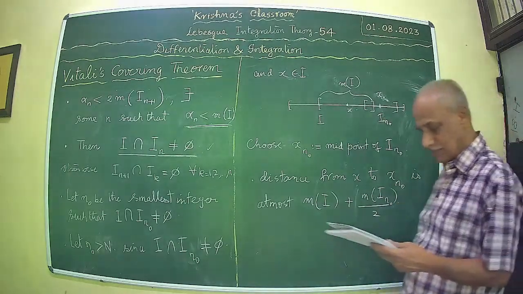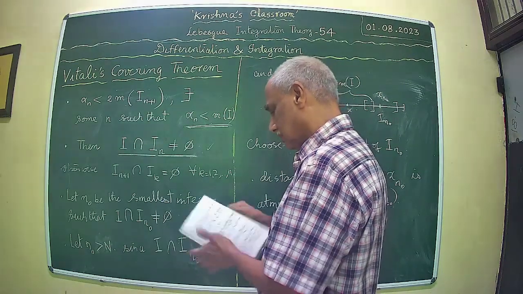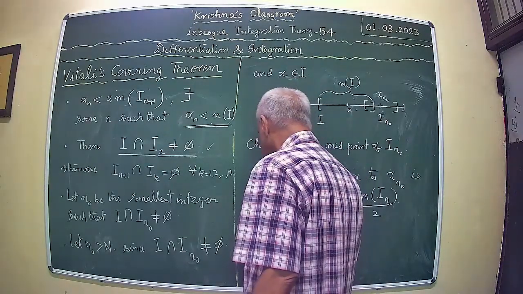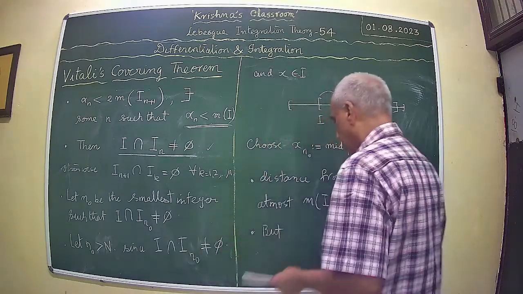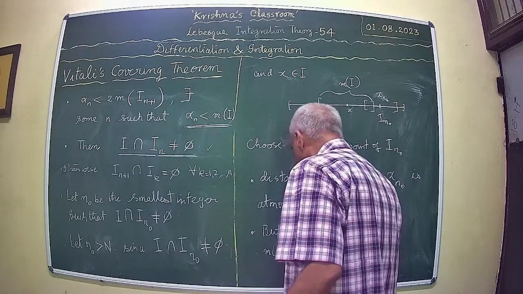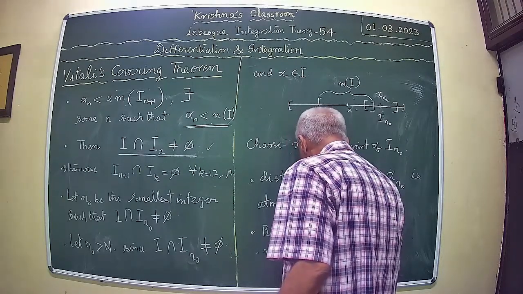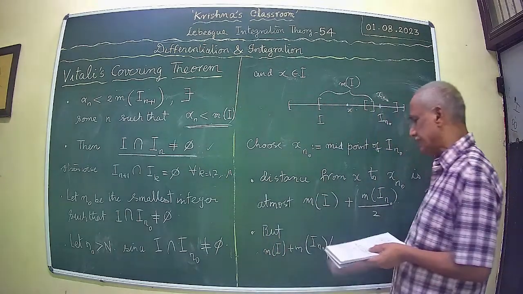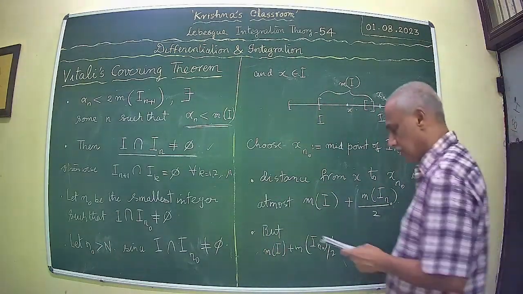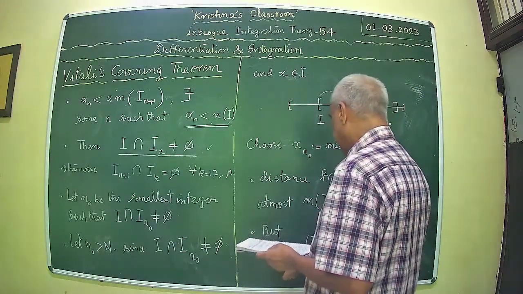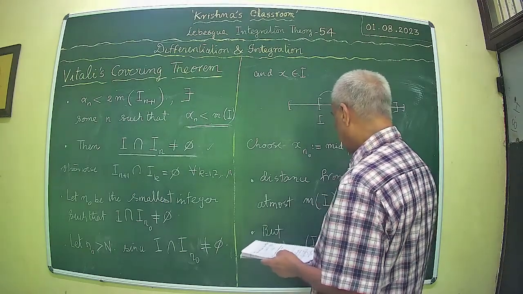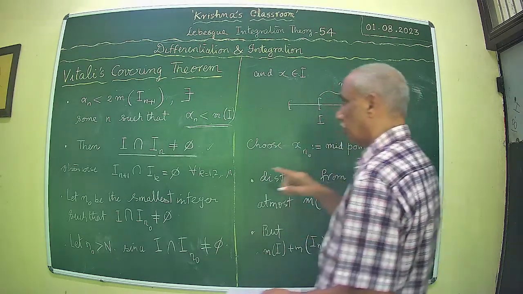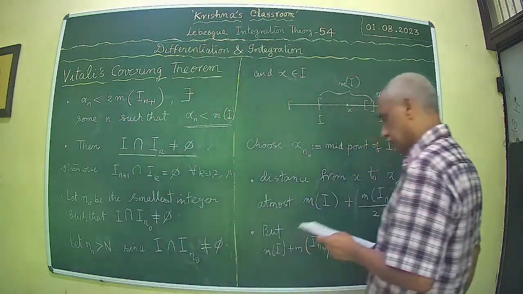Now we use these estimates for this. What we have is measure of I plus measure of ... by 2, because they are all intervals, so I am writing m instead of m star. This is less than by, you see, this is the choice after I do up to n naught. Therefore, this is going to be by our choice. You remember the choice that we have made. So, we have this inequality.